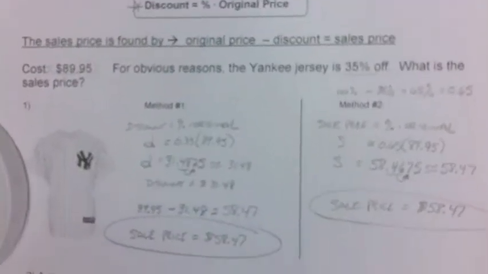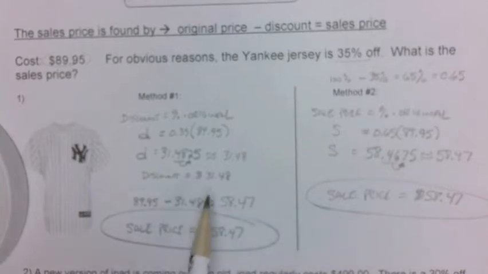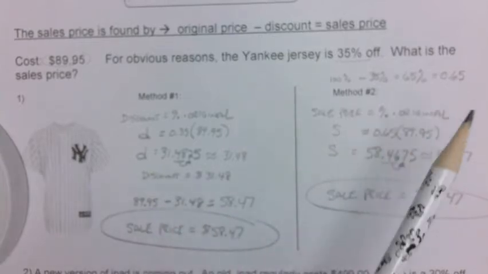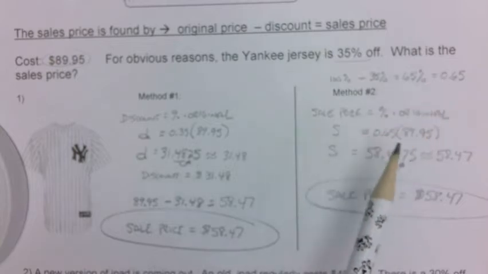Whichever method we use is going to be fine. We can either start by finding how much the discount is and then subtract from the original price to get the sale price, or you can figure out the percent that you're actually going to pay of the original price, and that will get you to the sale price in just one step.